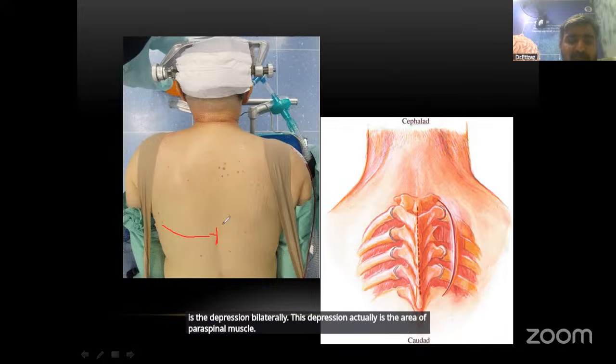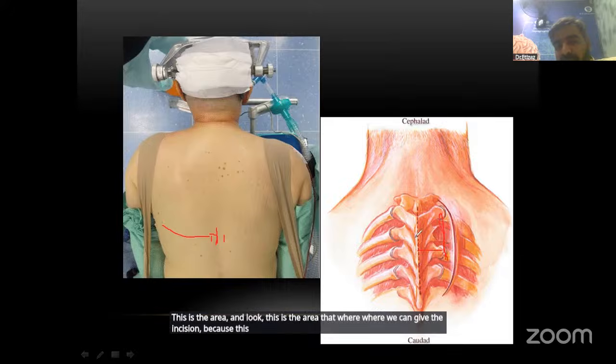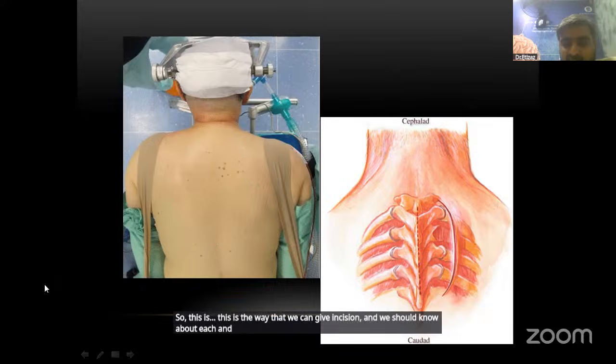They are attached to the spine posteriorly. You can give the incision bilaterally at this site. This is very easy. Look here, this is the midline, and this is the area where we can give the incision, because this is the area of the paraspinal muscles. And from here, this is the huge bulge because of the big thoracic musculature. So this is the way we can give the incision, and we should know each detail of this anatomy.